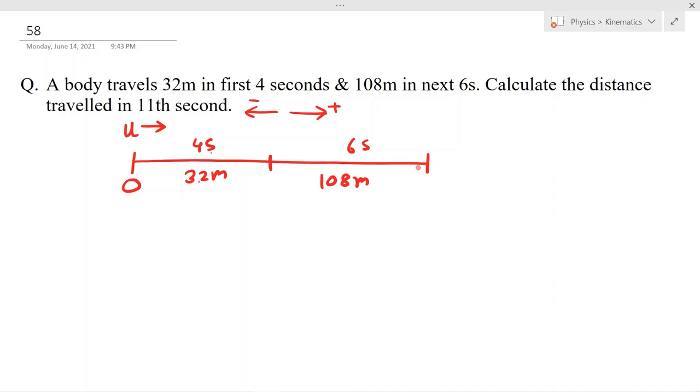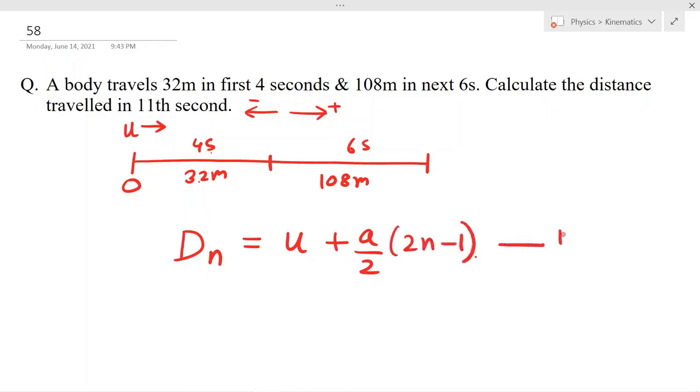Now we have to know the acceleration in order to know what is the distance it has traveled in 11 seconds. So I have already done a video on the distance traveled in nth second. So if you have to know the distance traveled in nth second, then this is the formula. dn, that is distance traveled in nth second, is equal to u plus a by 2 into 2n minus 1. So this is the formula.